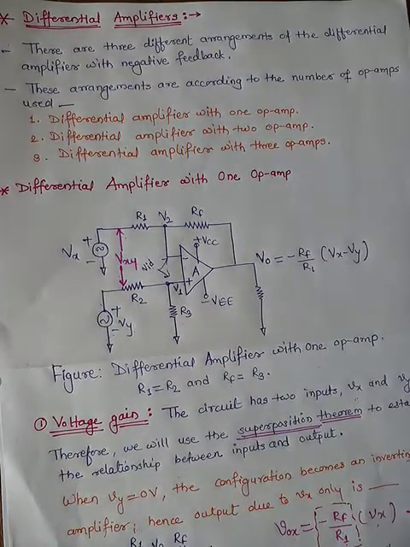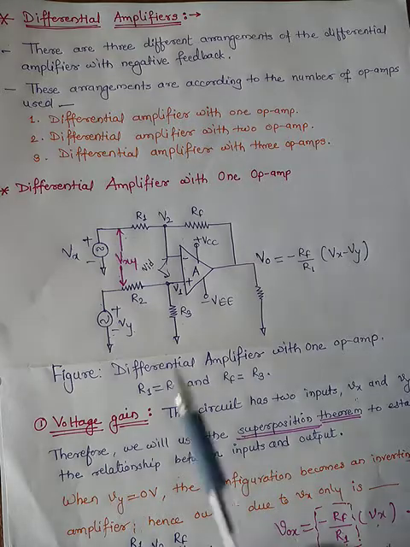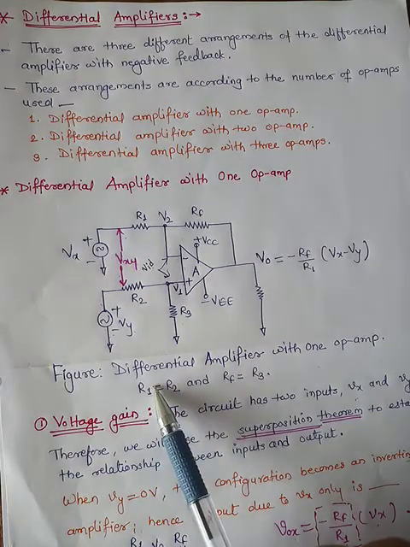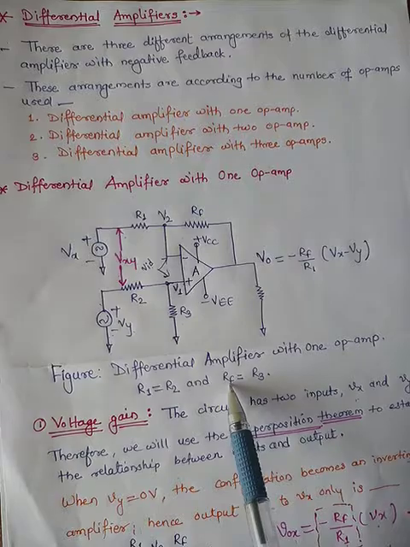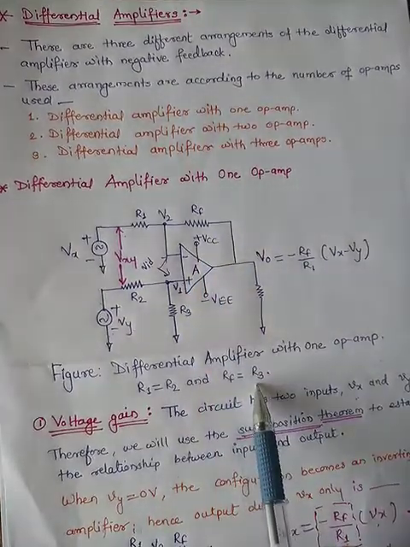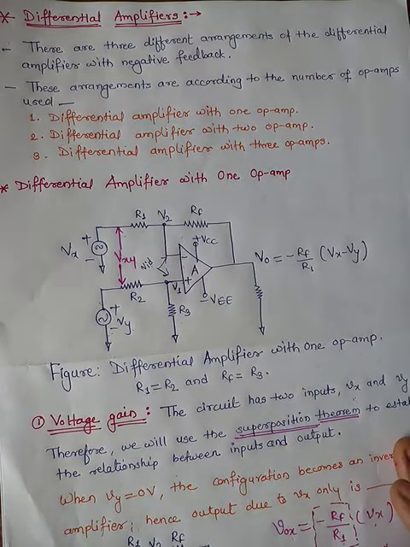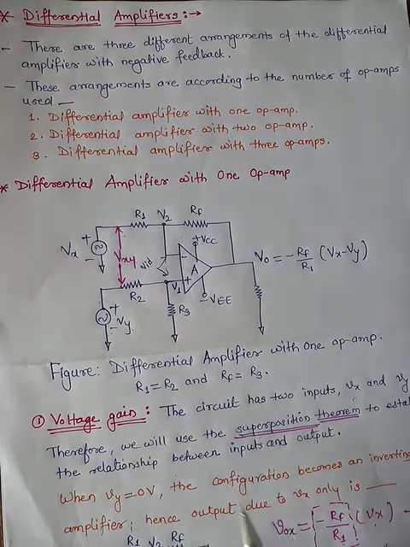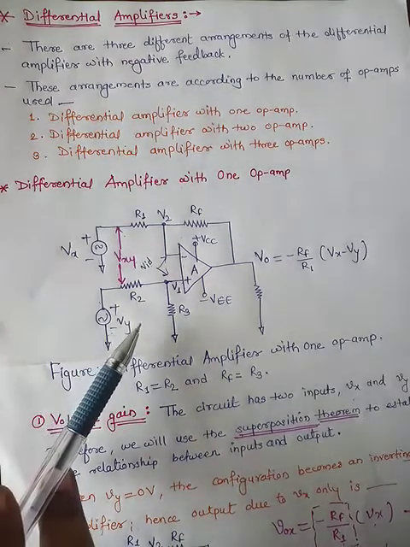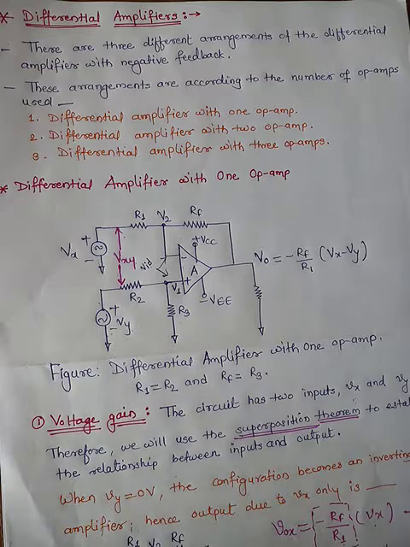For this differential amplifier, the arrangement is R1 equal to R2 and Rf equal to R3. We have to find the parameters for this differential amplifier. The first parameter is voltage gain. As we know, the circuit has two inputs, Vx and Vy, so to find the output voltage we have to use the superposition theorem to find the relation between the inputs and output.